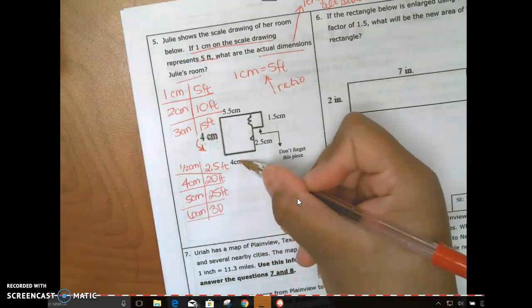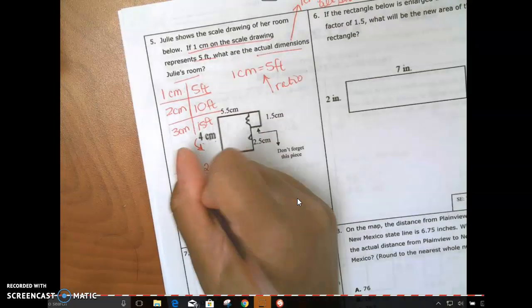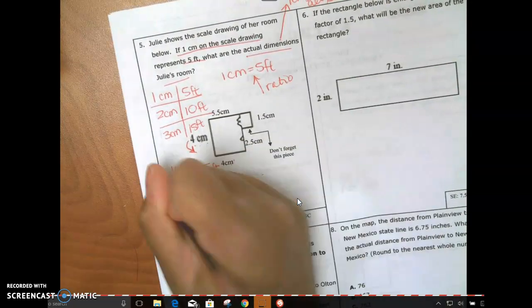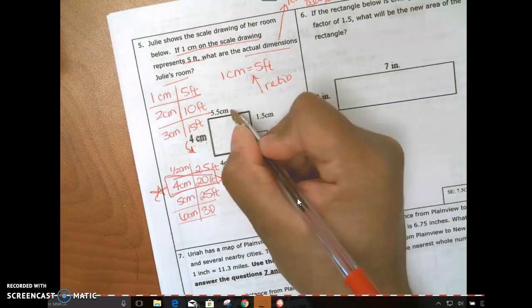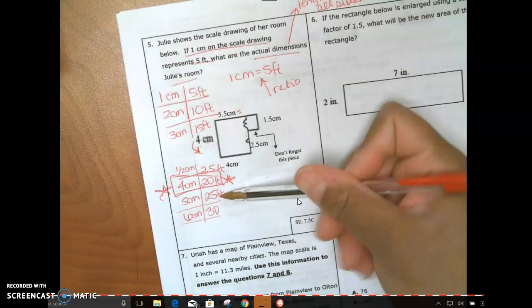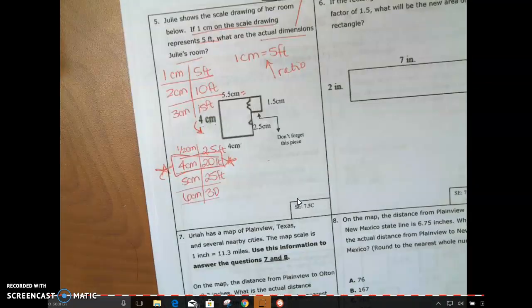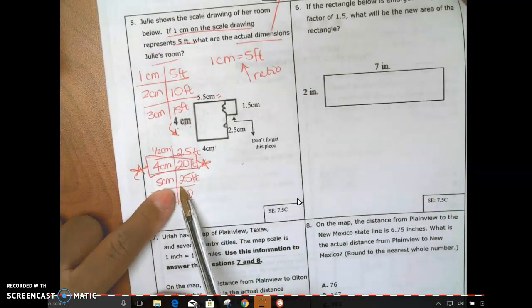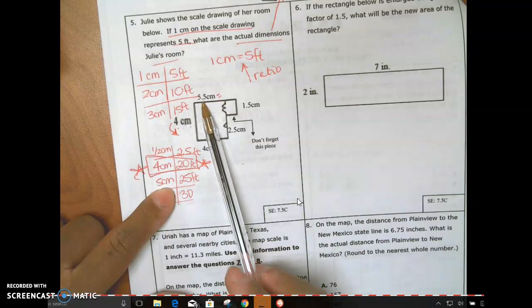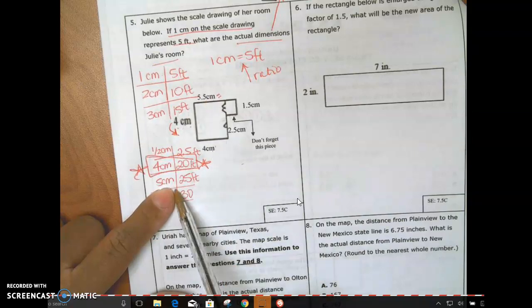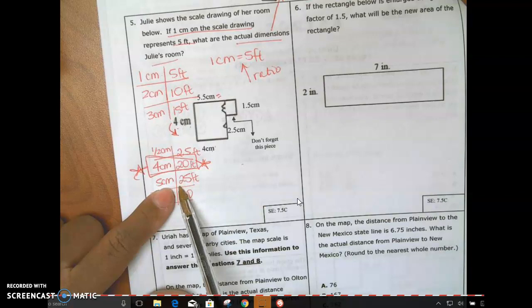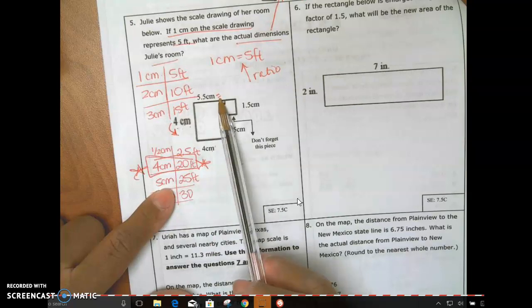How long is 4 centimeters? 20 feet. I need this answer. How long is 5.5? So I need 5 and what? I need 5 and what? And what? Not a 0.5. What does this 0.5 mean? Half. So how much is a half centimeter? We just wrote it above the 4. 2.5. So how much is this all together?